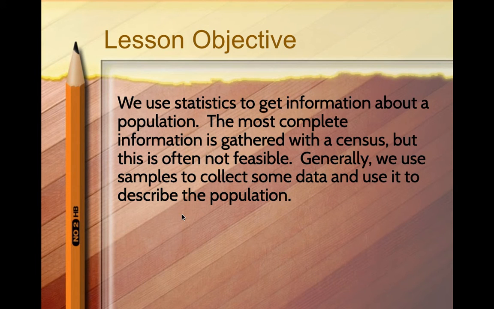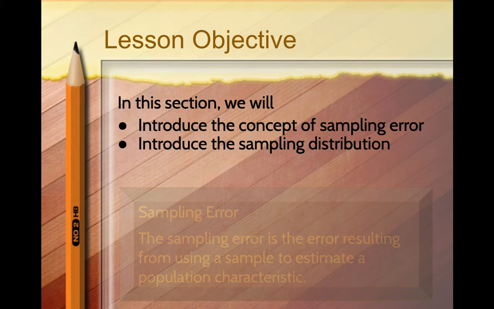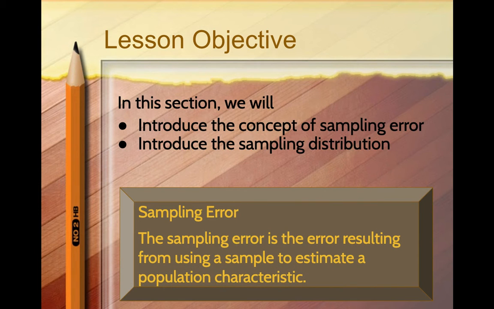Again, the most complete way to find out what's going on with a population is to take a census, but that's often not feasible. So we use samples to collect data and make some predictions. We're going to look at what we mean by a sampling error and introduce the idea of the sampling distribution. A sampling error is basically the error we get if we use the sample to estimate a characteristic of the population.